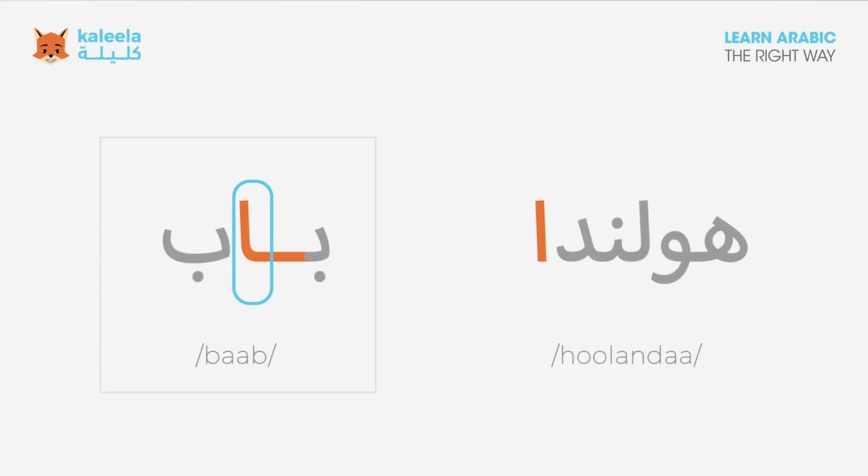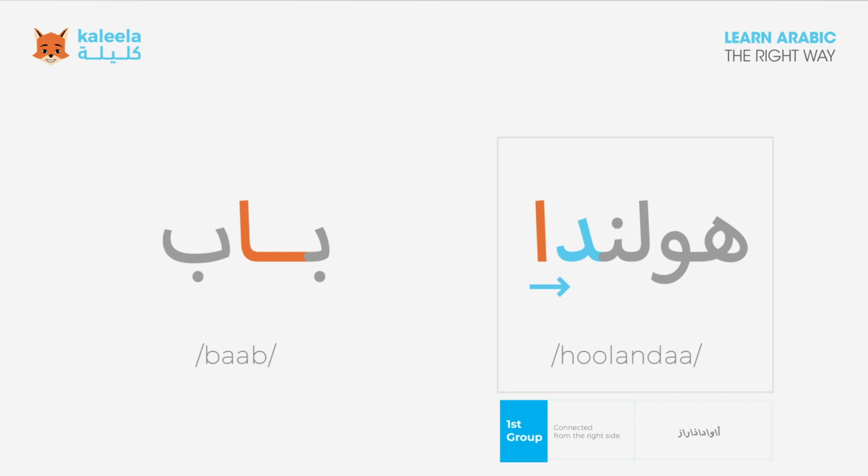After knowing all the shapes of the letter Alif, we will get to know how and why Alif is connected in some cases and disconnected in others. As you can see here, the Alif in Bab is connected because of the preceding letter Ba, which falls in the second group, which can be connected from both sides. However, in Hollanda, it is disconnected because of the preceding letter Dal, which falls in the first group, which can only be connected from the right side and not the left.